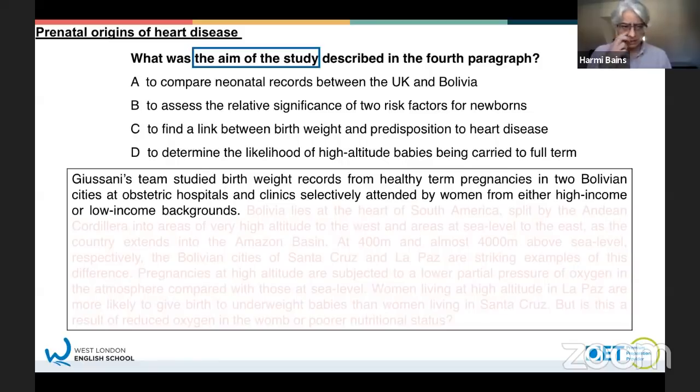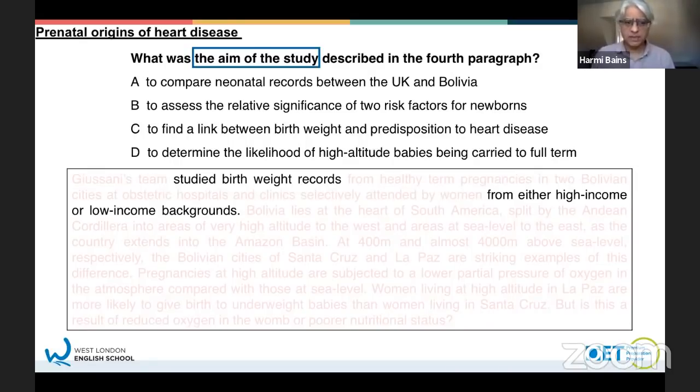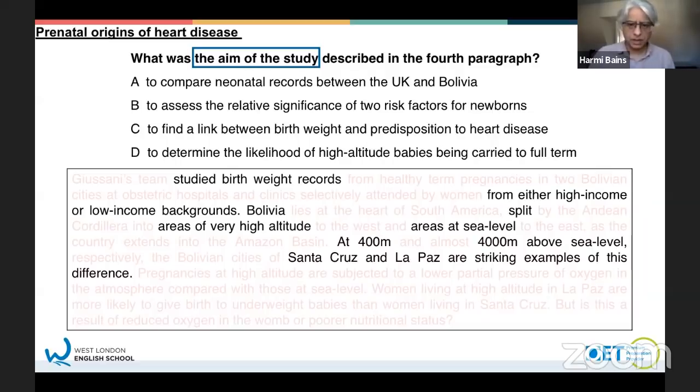If we go through the paragraph, it talks about different pregnancies in two hospitals, and you've got basically higher and lower income families. That's really what the study was focusing on. And then if we go on, it talks about Bolivia. It was saying it's split, it's divided. You have areas of high altitude, so you've got these mountainous areas, and then you've got lower areas at sea level. It gives an example then. It talks about Santa Cruz and La Paz, and it says they're striking examples of this difference.